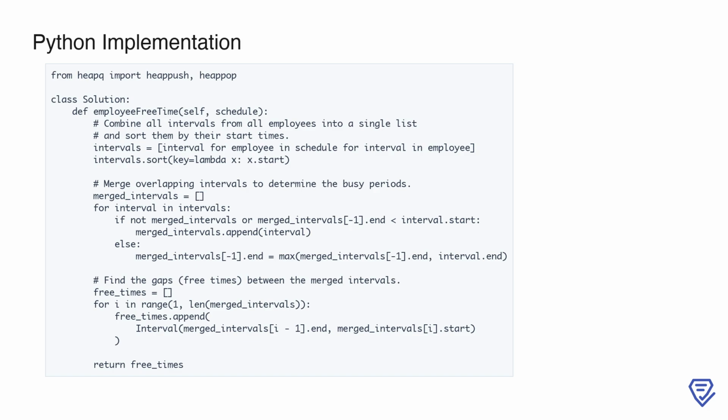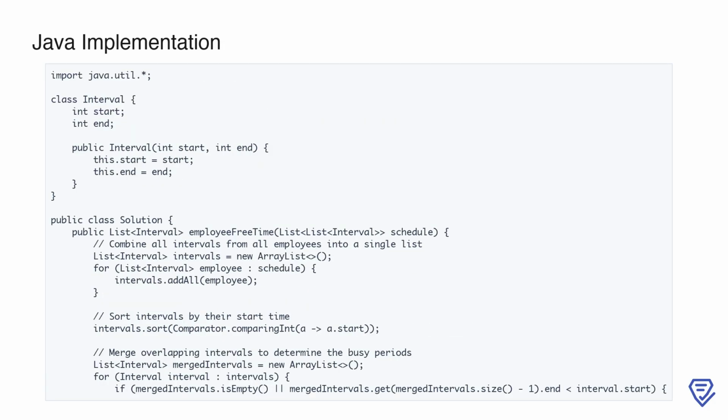Space complexity: The space used is primarily for storing the combined intervals and the merged intervals, which is O(n). This implementation is efficient and handles edge cases, such as no free time or all employees having disjoint schedules. Here, we start by defining an interval class to represent time intervals with a start and end point. This simple class will help us manage and manipulate intervals throughout the solution.